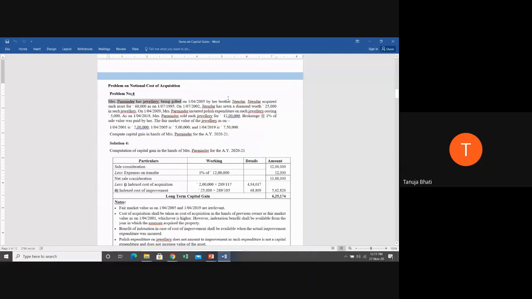So students, first we'll go step by step. Tell me, Mrs. Parminder has jewelry gifted by her brother Jitendra. So here, which situation is this? Did Mrs. Parminder receive the asset by actually paying the amount? Was there some cost of acquisition actually incurred by Mrs. Parminder here, or did she receive the jewelry for no consideration?